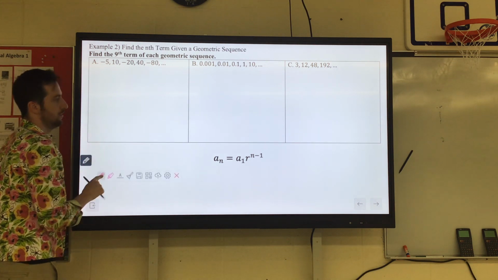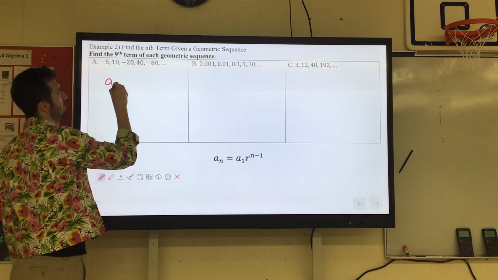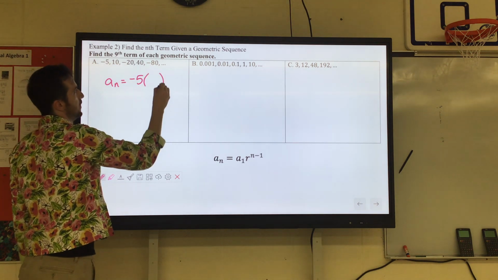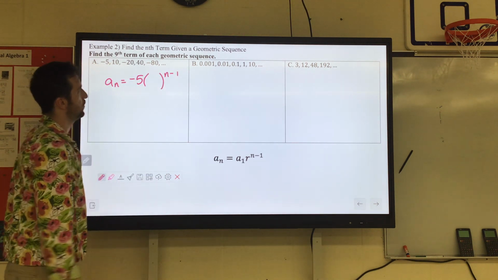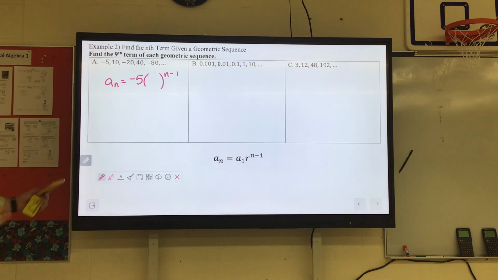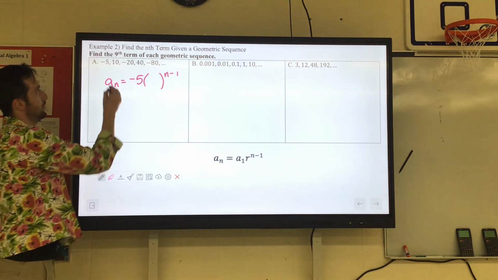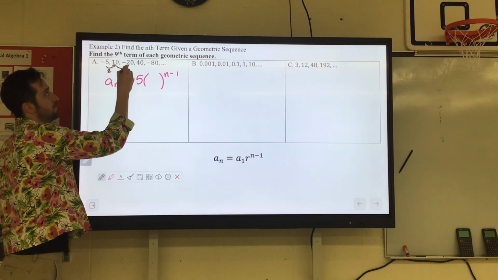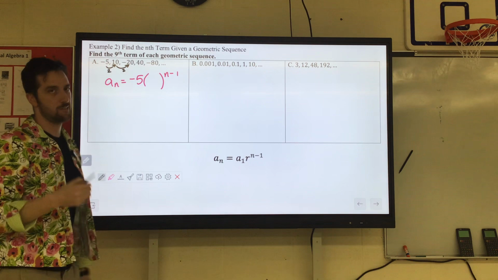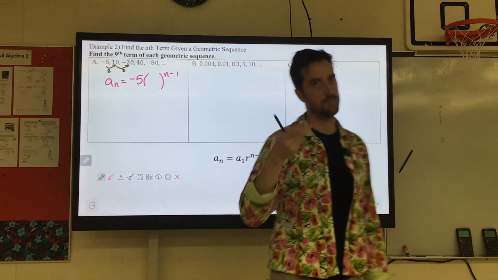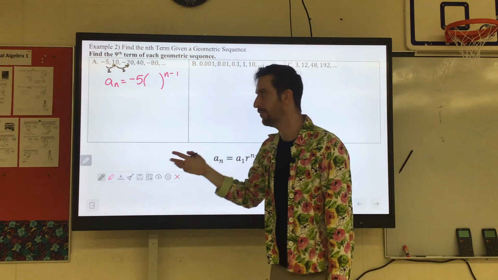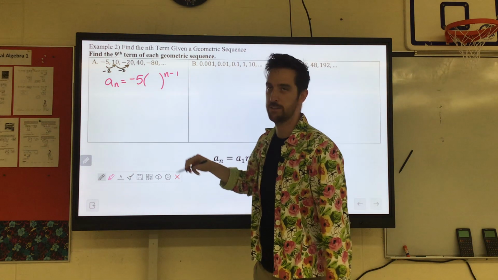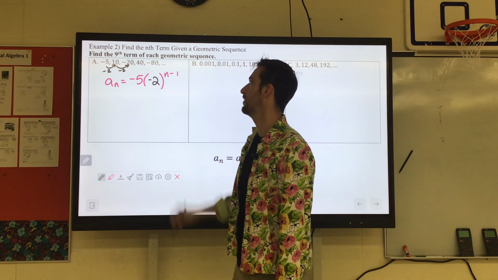So here, if we're setting up the general, a sub n equals our first term, negative 5, times the common ratio to the n minus 1. Now, what are we multiplying by as we go down the line here? 5 to 10 normally is times 2. 10 times 2 is 20. But I see that it's alternating as well. It's going positive to negative, positive to negative. So we're multiplying by negative 2 as we go down the line. That's our common ratio here.